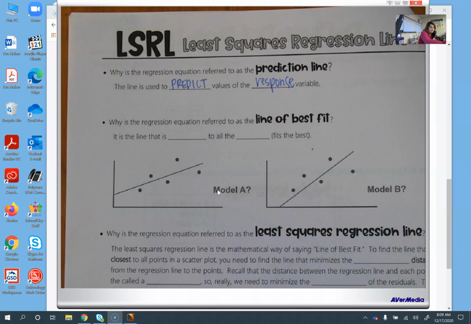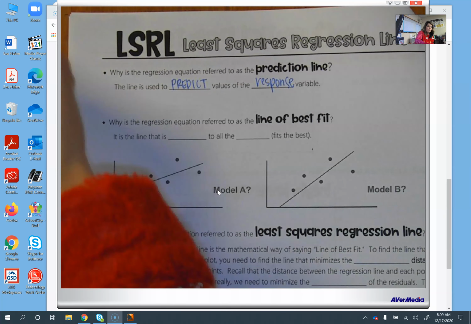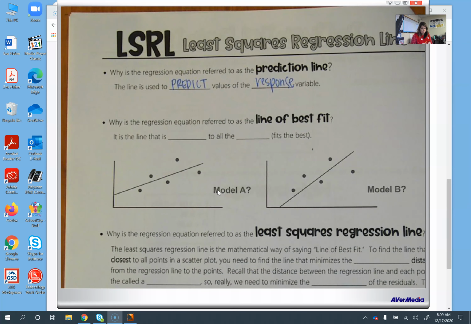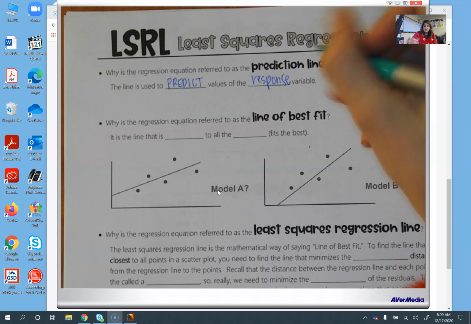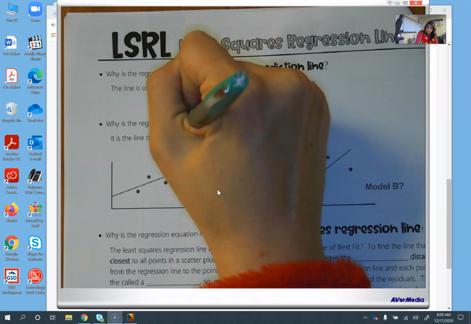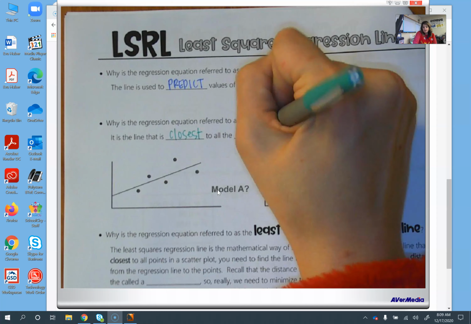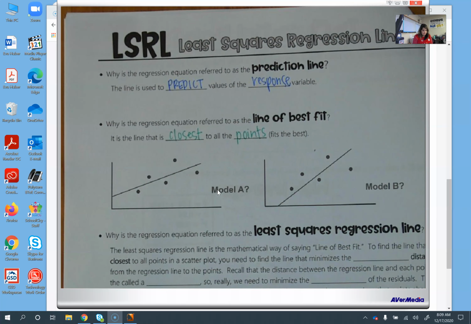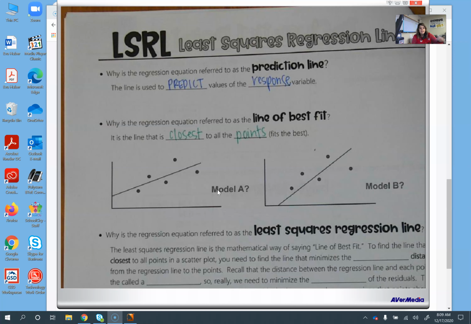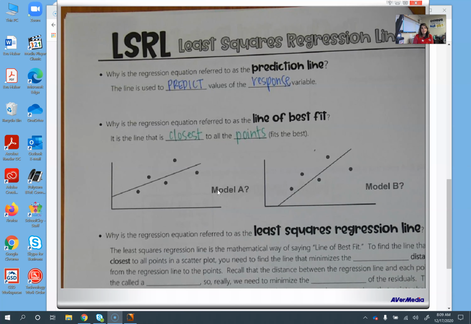It is also called the line of best fit. So why might we call it the line of best fit? Well, it is the line that is closest to all of the points in the scatter plot. So the line of best fit literally means it is the line that fits the scatter plot the best. And we know that it fits the scatter plot the best because it is the line that is closest to all of the points in the scatter plot.